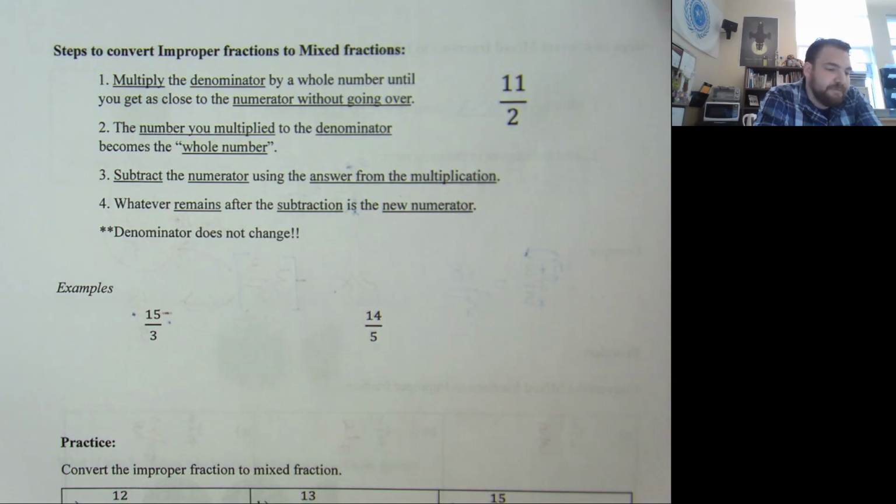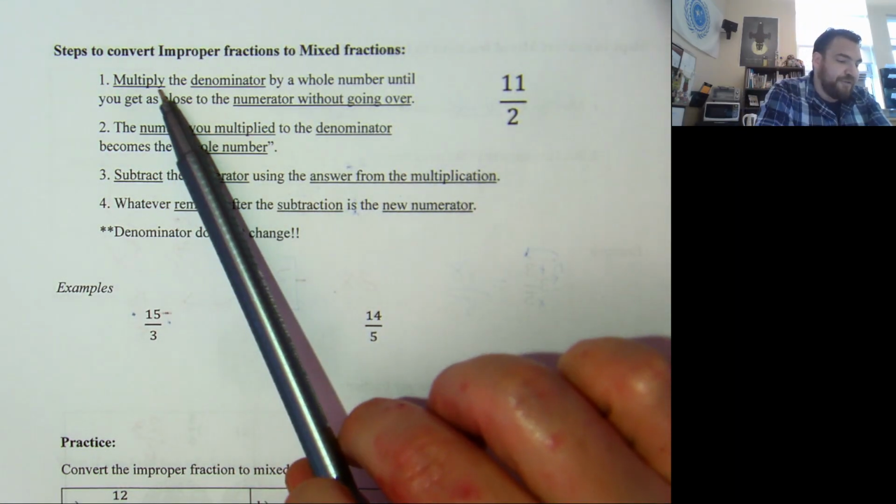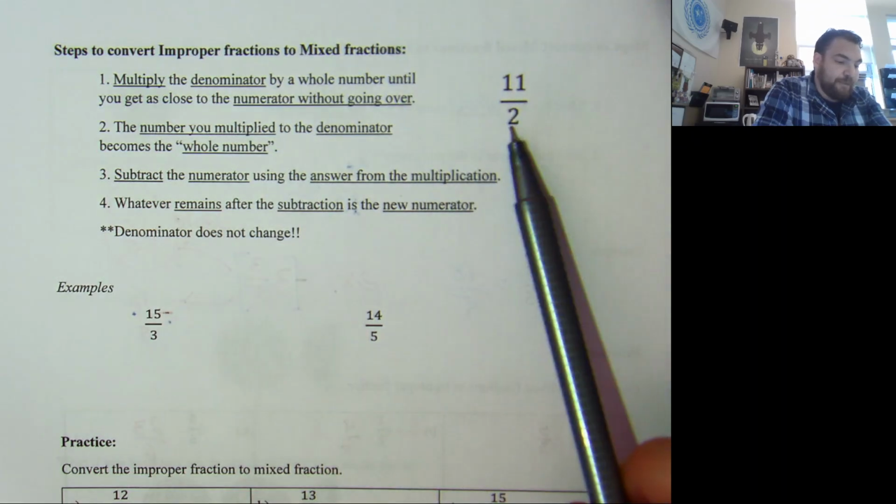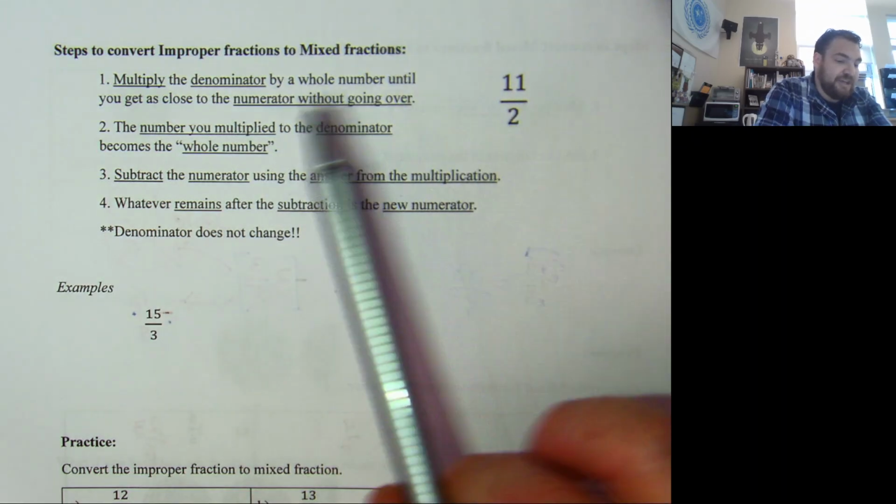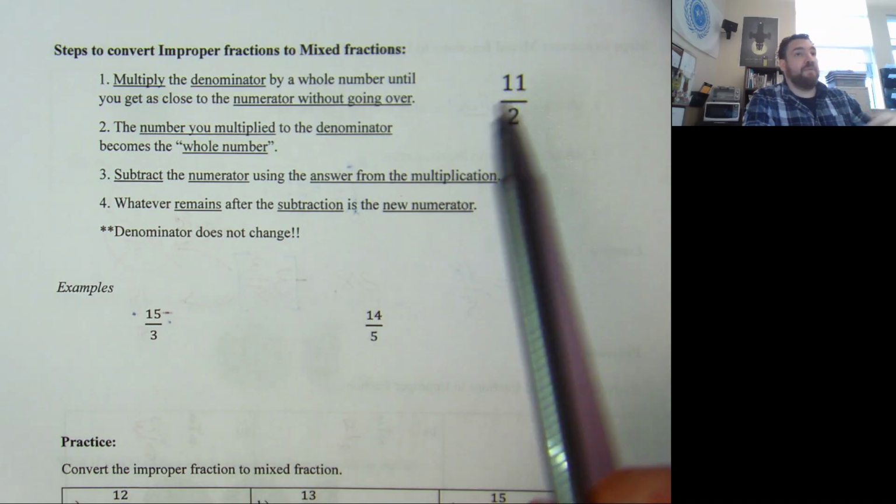Here's what you're going to do. If I have 11 halves, what we need to do is figure out how many wholes I can pull out of 11 halves. How many whole groups of 2 can I pull out of 11? Or another way to think about it is, what can we multiply the denominator by to get as close to the numerator as we can without going over?